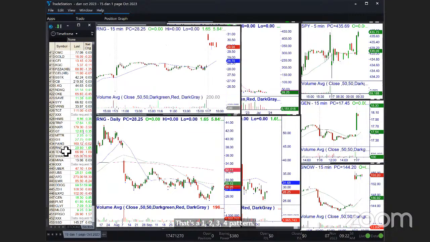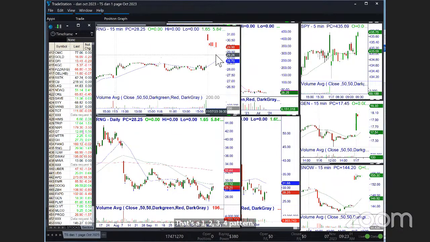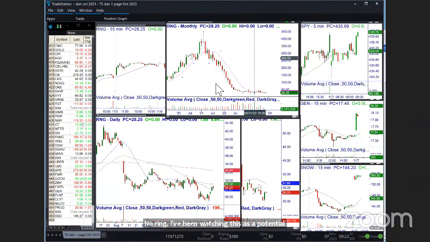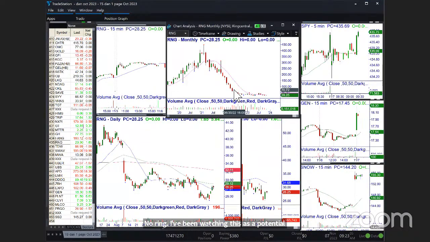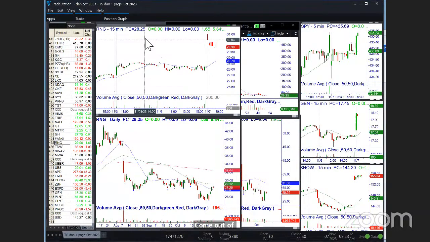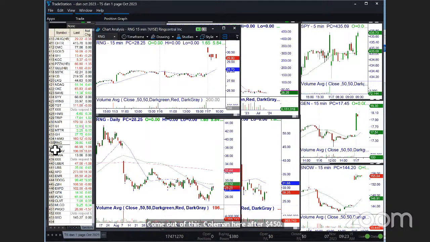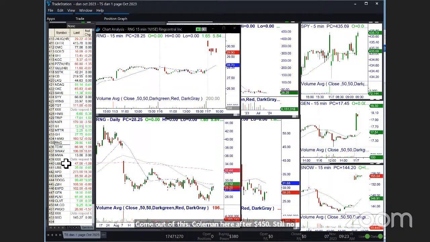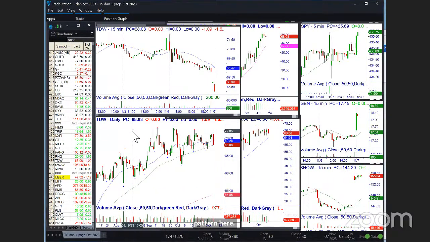No ring. I've been watching this as a potential bottoming pattern, you know, not attentively, but for months to see if anything would come out of this coma here after $450. Still no pattern here. We'll come back to it. TDW gapping down. That's a call spread idea over yesterday's high.